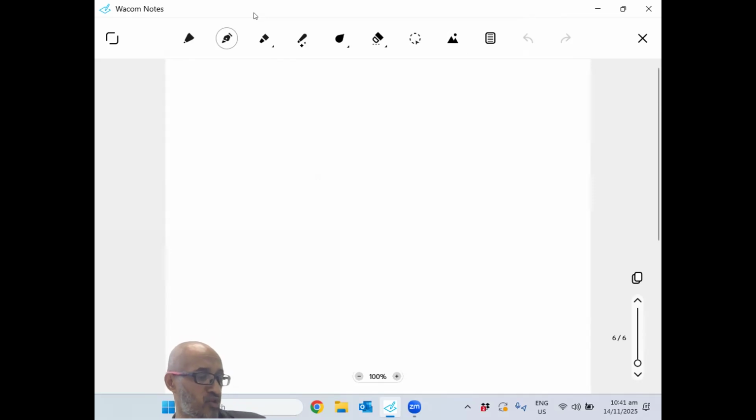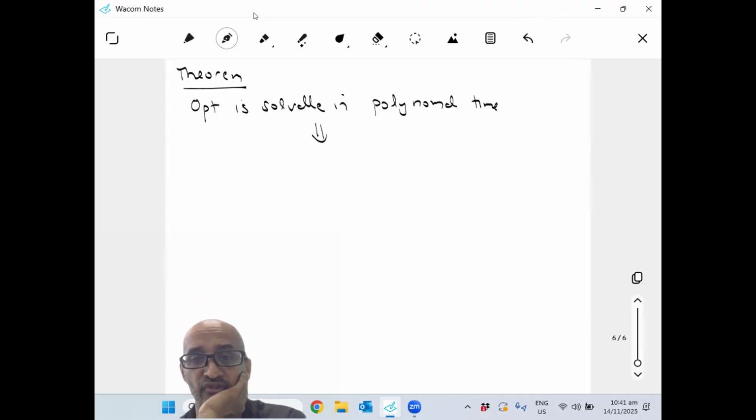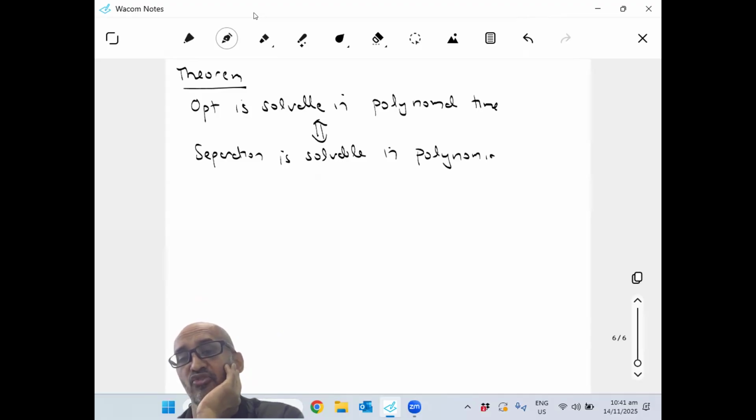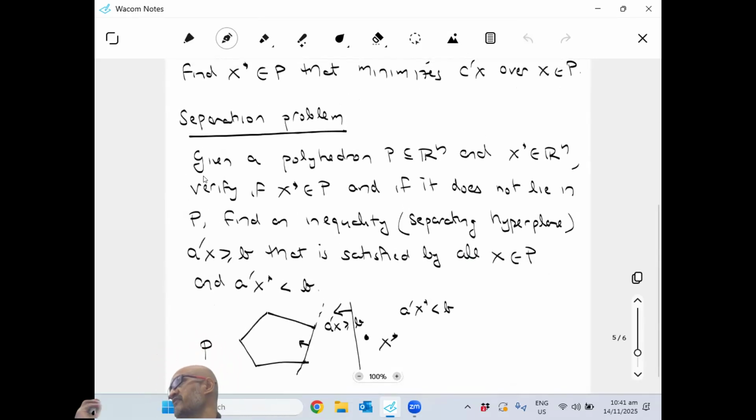This is a very important result in optimization, not only in linear optimization, but in convex optimization. Theorem: optimization is solvable in polynomial time if and only if separation is solvable in polynomial time. So if I can do this step efficiently, check if a point lies in the polyhedron quickly, and if it does not, find a separating hyperplane quickly, then I can solve the separation problem efficiently. And it turns out you can then solve the optimization problem efficiently.